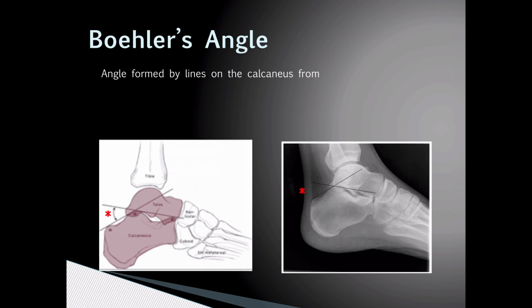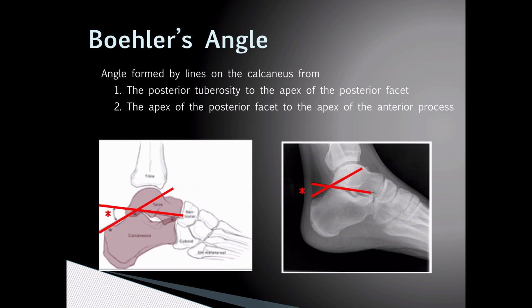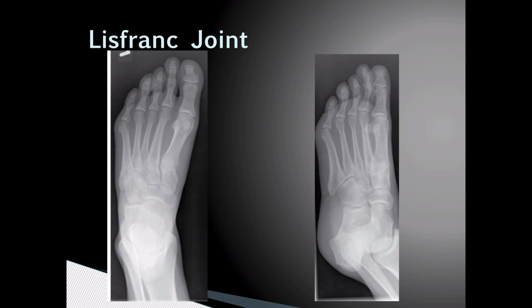Next, we move on to C for clear spaces and joints. Unlike the wrist, the foot only has one angle that should frequently be calculated by emergency medicine physicians. This is Bowler's angle. This angle is formed by two lines drawn on the calcaneus. The first line extends from the posterior tuberosity to the apex of the posterior facet. The second line extends from the apex of the posterior facet to the apex of the anterior process. If the value, which is indicated on this slide by the asterisk, is less than 20 degrees, it is suggestive of a calcaneal compression fracture.